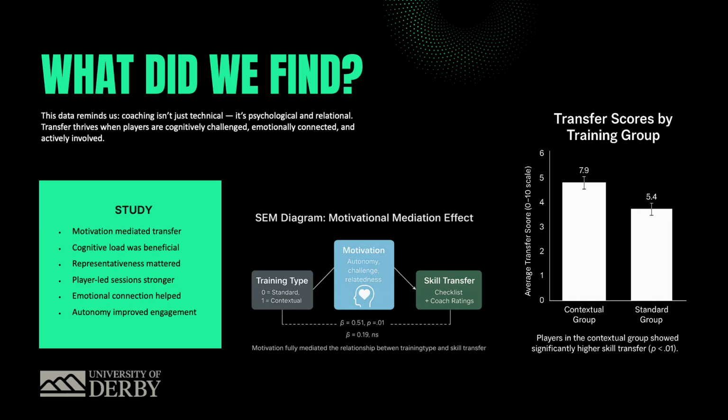Now the diagram in the middle here explains why. Motivation acted as the key mediator. Training type on its own didn't directly drive transfer. What mattered was how that training impacted motivation. When players felt autonomy, challenge, and relatedness, their motivation increased. And that's what fueled higher transfer. In other words, motivation was the bridge between training design and learning outcomes.